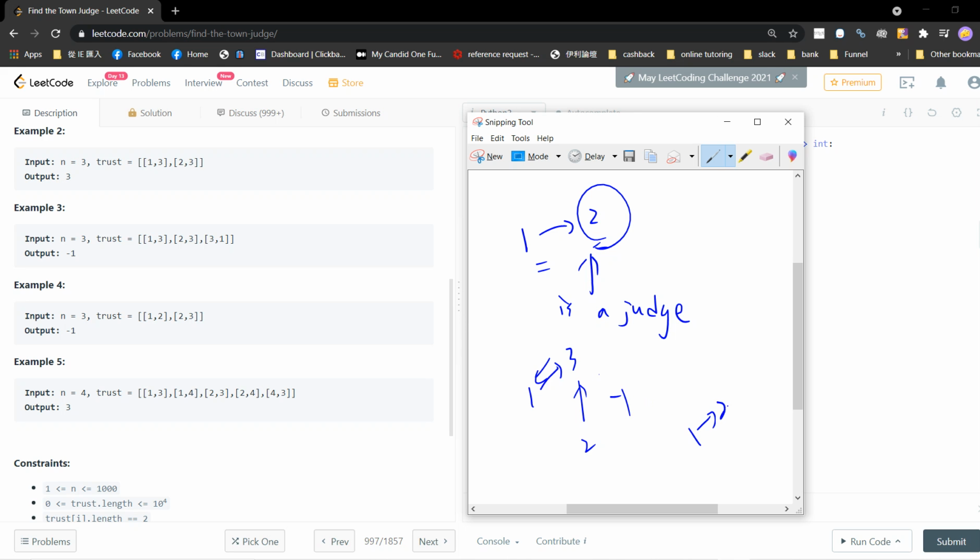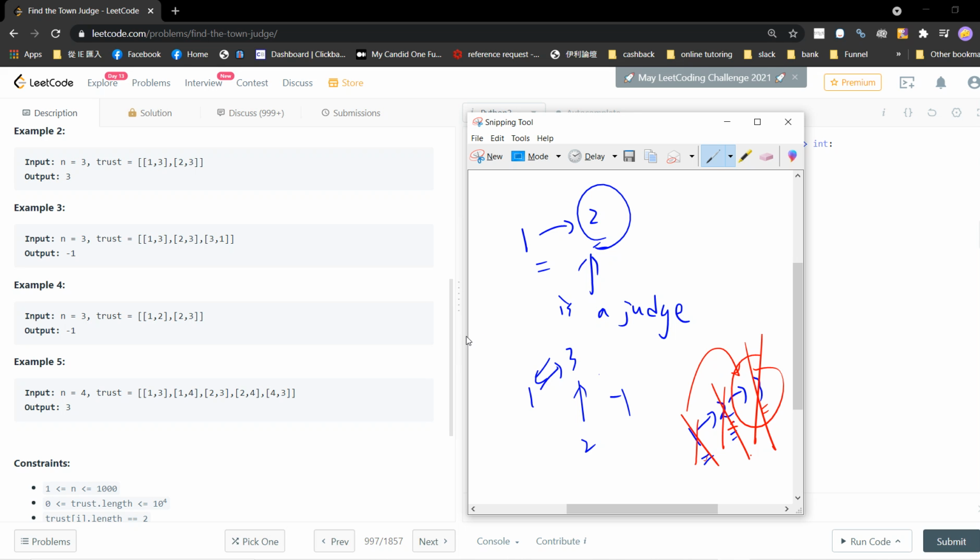And this is also -1. So 1 trusts 2, 2 trusts 3. Since 1 trusts 2, 1 cannot be the judge. 2 trusts 3, so 2 cannot be the judge. But the problem is that 1 does not trust 3, so 3 also cannot be a judge.